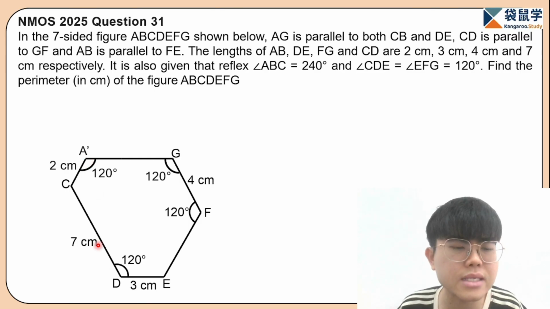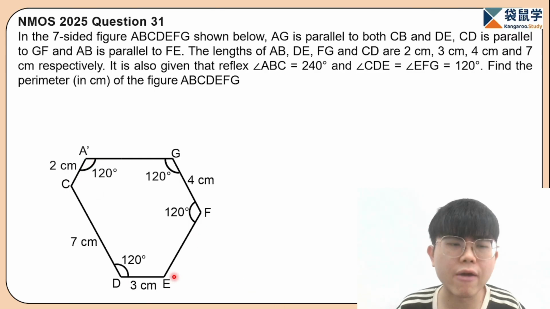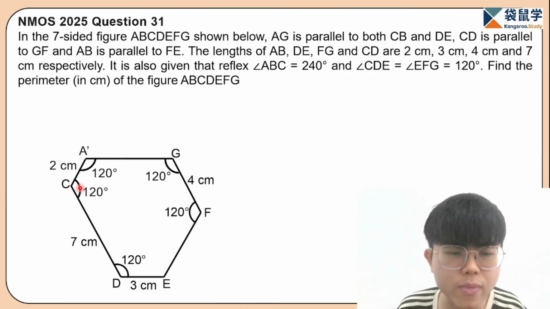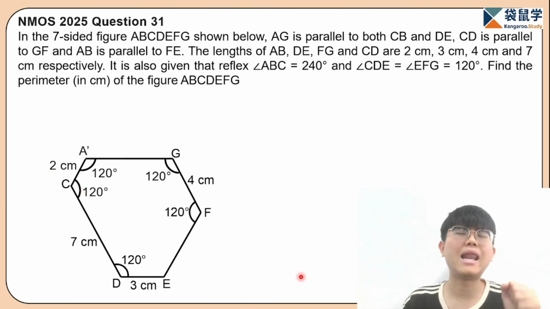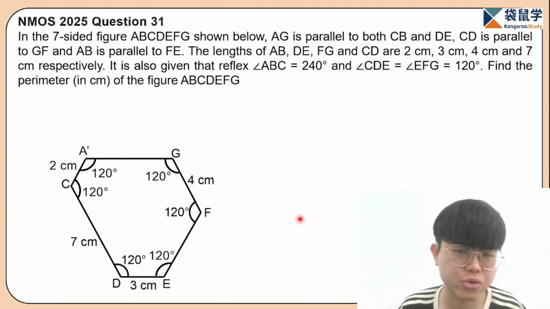How about angle A prime CD? Again, A prime C is parallel to FE, and we know that CD is parallel to GF. This part will also be 120 degrees. And last but not least, we know that DEF will also be 120 degrees.